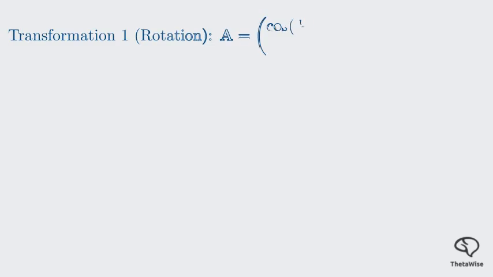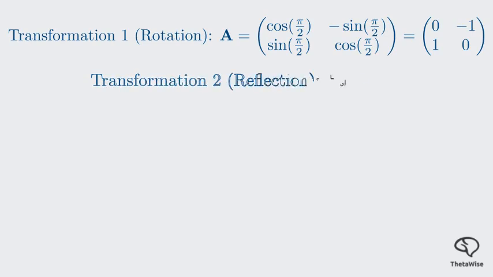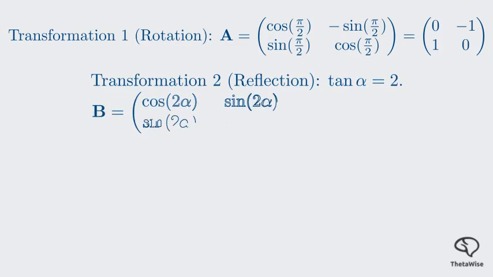Find the single transformation equivalent to an anti-clockwise rotation about O through pi over 2, followed by a reflection in the line y equals 2x. First, we need to find the matrices for each transformation. The rotation matrix, which we'll call A, is simple. Cos pi/2 is 0, and sin pi/2 is 1. For the reflection in the line y equals 2x, tan alpha is 2. Using our double angle formulas, cos 2 alpha is negative 3/5, and sin 2 alpha is 4/5.